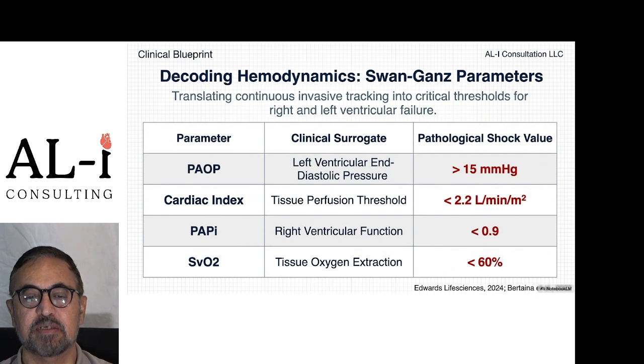You can measure the left ventricular end diastolic pressure indirectly by pulmonary capillary wedge pressure. If it is more than 15, then there is increased LV-EDP. You can measure cardiac index. If it's less than 2.2 liters per minute per meter square, there is tissue perfusion being compromised. You can measure pulmonary artery pulsatility index, PA pressure minus right atrial pressure divided by PA pressure, and you can also measure SvO2, which is a measure of oxygen extraction. If that's less than 60%, it's important.